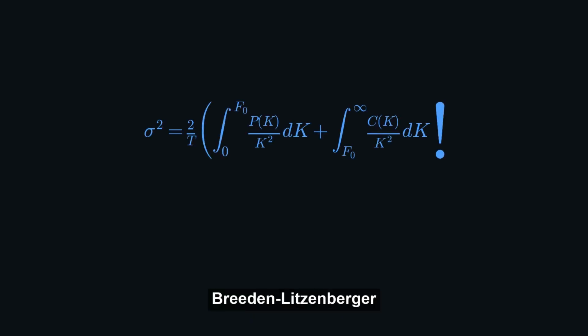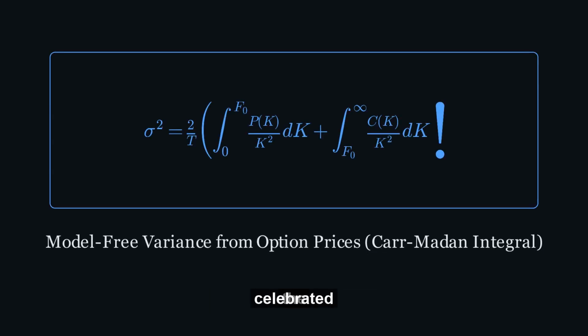Combining the insights from Breeden-Litzenberger and Carr-Madan, we arrive at the celebrated model-free variance formula. This integral represents the fair value of a variance swap, derived by summing the contributions of an infinite continuum of out-of-the-money put options, for strikes below the forward price F_0, and call options, for strikes above F_0, each weighted by the inverse square of its strike price. This formula is the direct mathematical expression of how the market's expected variance is extracted from observable option prices, without relying on any specific model assumptions, making it incredibly powerful.